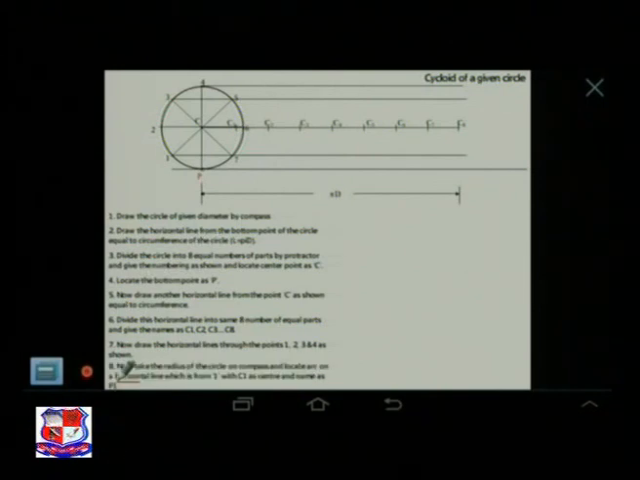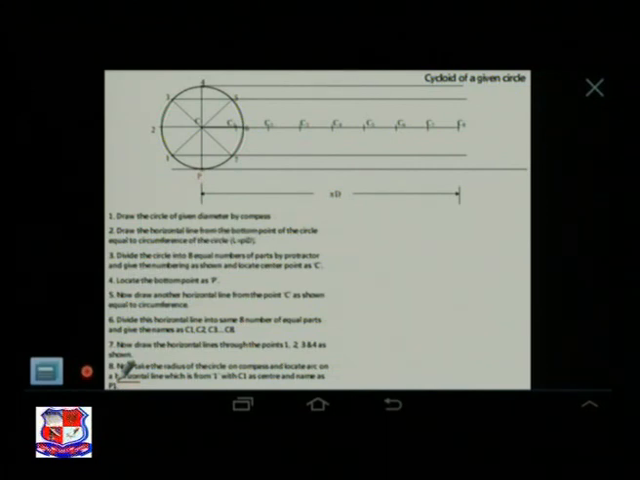Next we need to take the radius of the circle, and look at the arcs on the horizontal lines we have drawn from points 1, 2, 3. How will you locate the arcs? We have to take the radius of the circle onto the compass. Next we need to take C1 as center and locate the arc on the line drawn from 1.